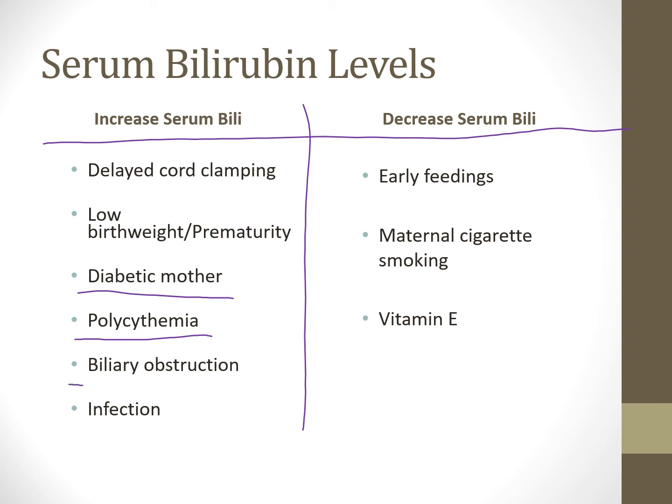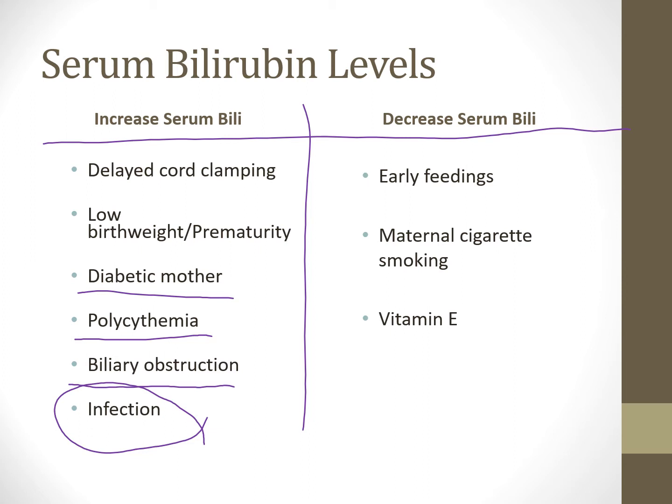Biliary obstruction, of course, if the liver has an issue, the liver and the spleen has an issue, or anything in the GI has an issue there, it would decrease the liver's ability to conjugate that bilirubin. And of course, here's another one that I would pay attention to as well, infection. It can be a sign of infection because the baby's system is going through a massive stress, and that can actually cause it as well.